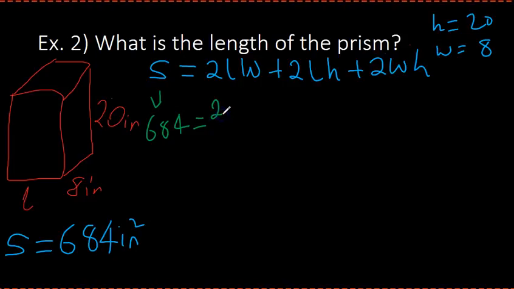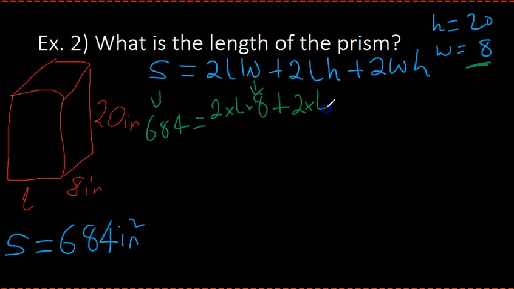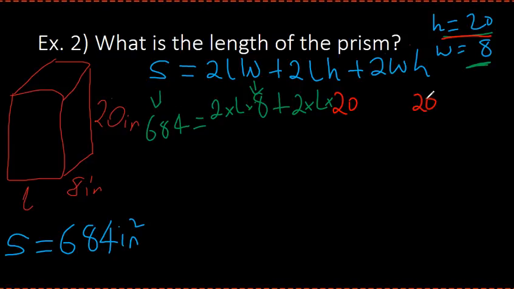Then we have 2 times L. We don't know the length. The width, which is 8, so we replace that with the width. Plus, we have 2 times L again. We don't know the length. The height, which is 20. The height is 20. Let's mark the height with color there, 20, and the width 8 here. And then we have 2, plus here. Hope you get that.